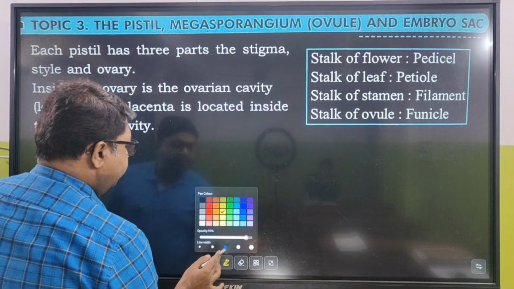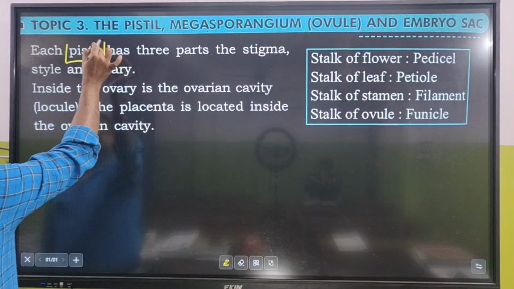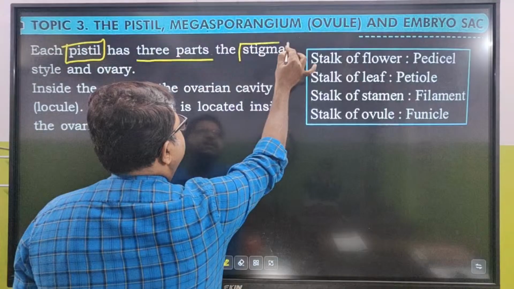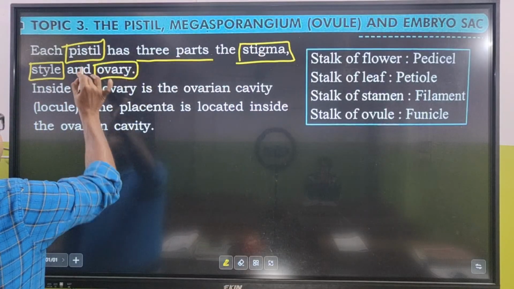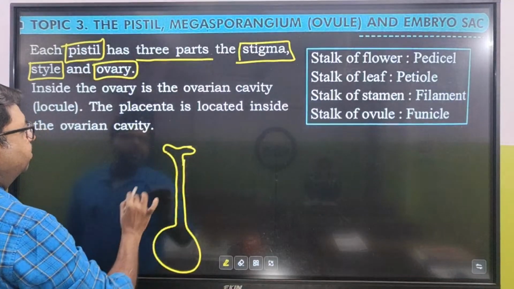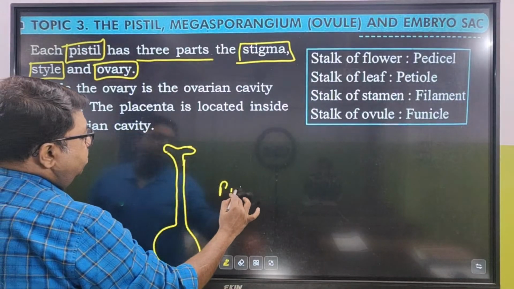What it says. Each pistil has three parts. What is that? Stigma, style, and ovary. So stigma, style, and ovary together make a pistil. So this is one pistil.